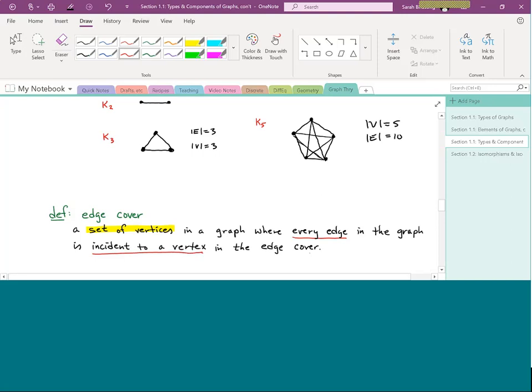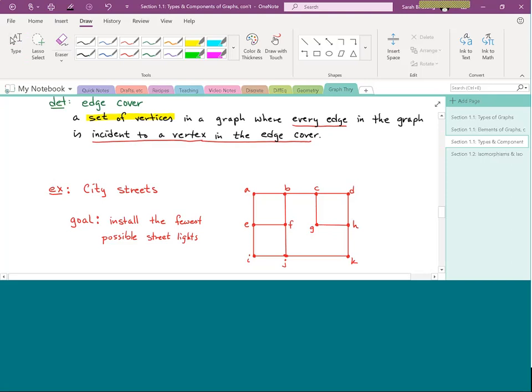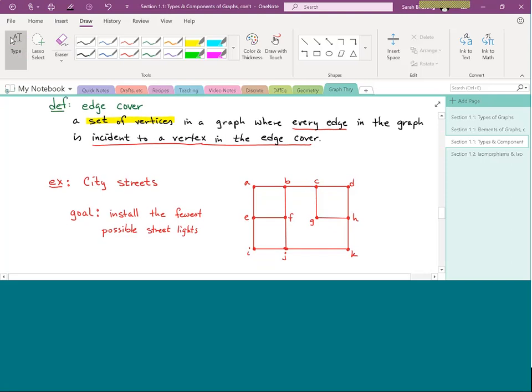That's the key thing. So let's see how this would work. And I went ahead and pulled an example, and I pulled this example from one of the graphs that's actually in your textbook. Okay?